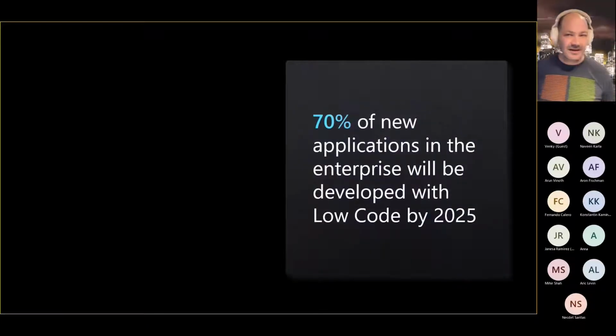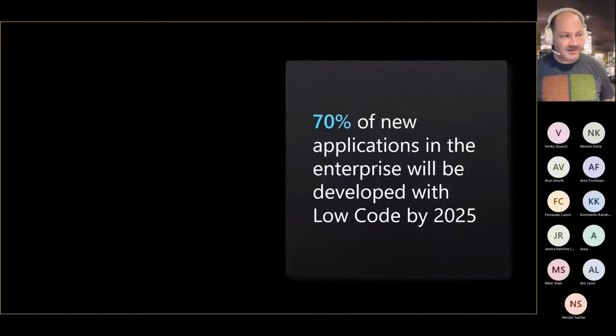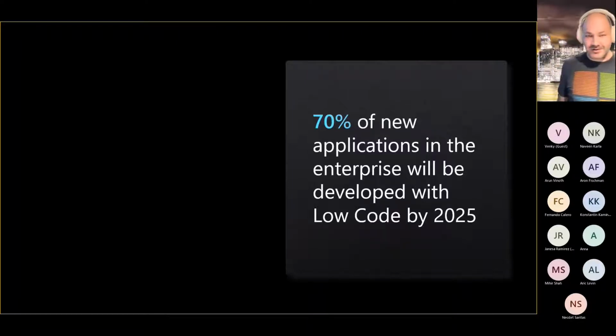All right. One of the things we want to talk about is those stats: 70% of new applications in the enterprise by 2025 will be developed in low code. We may or may not like this trend, but it's really happening, because there are not enough pro developers to keep up with the demand. More and more, people are rolling up their sleeves and starting to build their own applications.